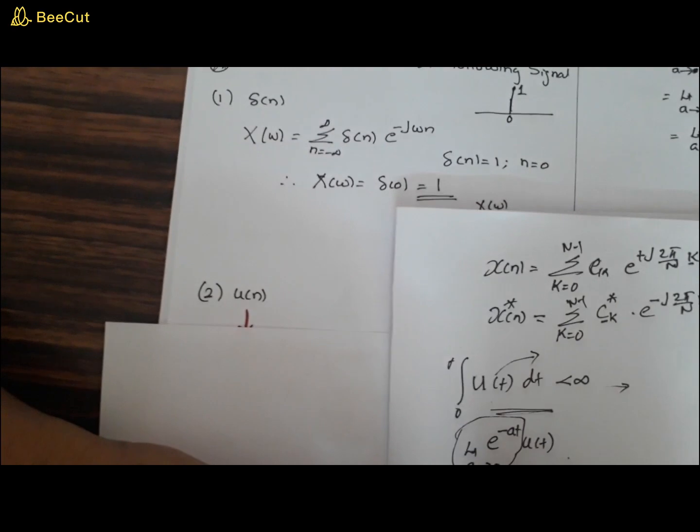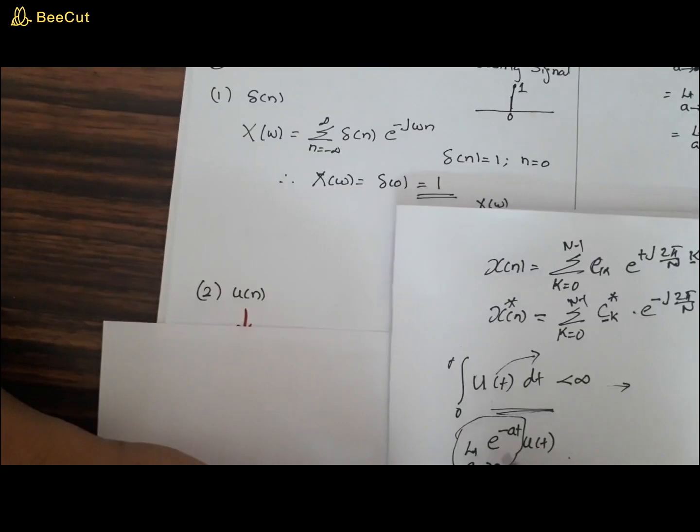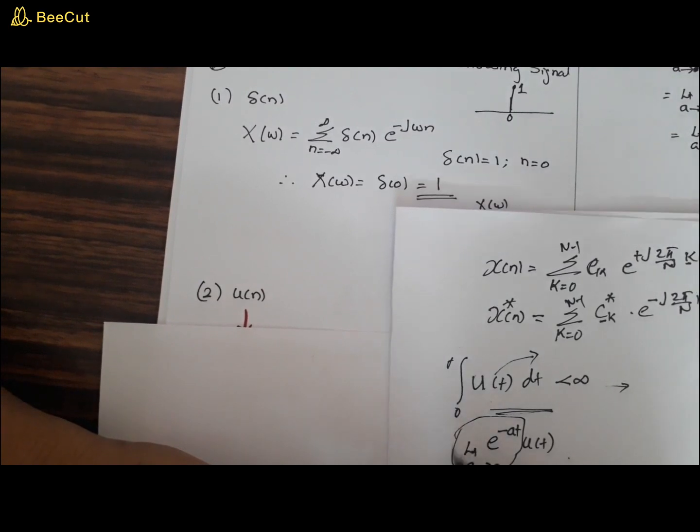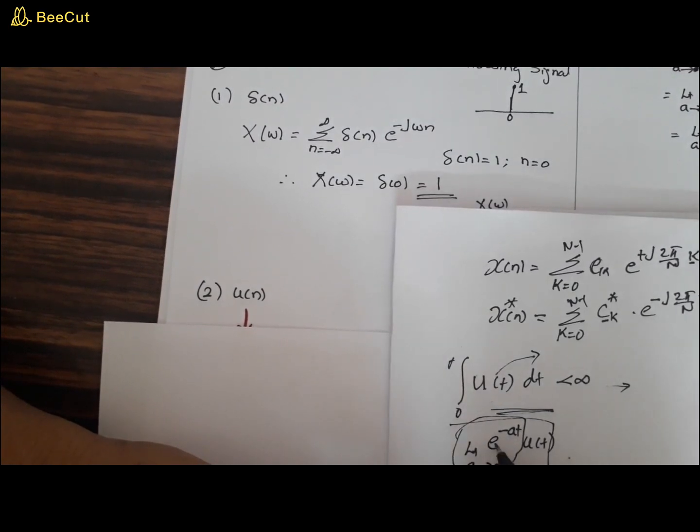So when a goes to 0, this signal has to be equal to 1. So effectively we will be finding the Fourier transform. Now when you multiply u of t by e raised to minus a t, u of t becomes a time limited signal, or an integrable signal.